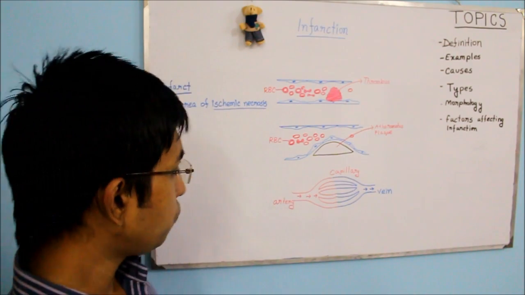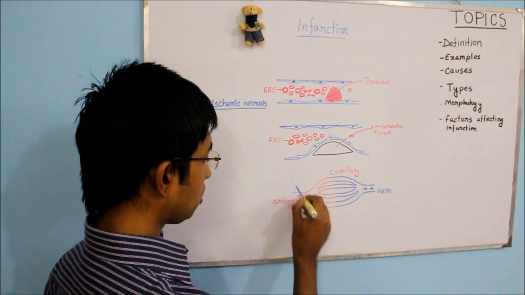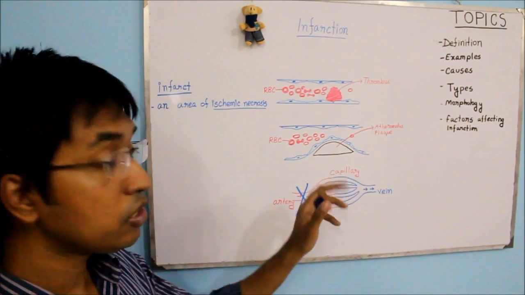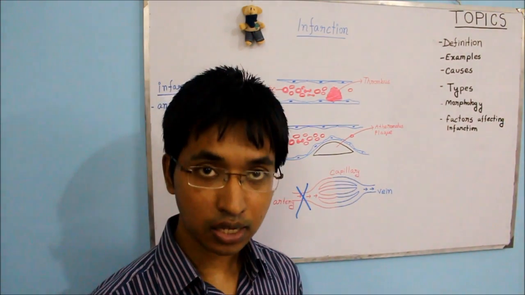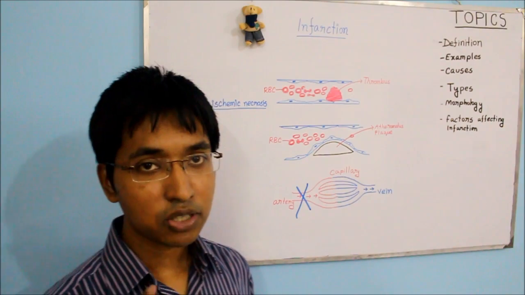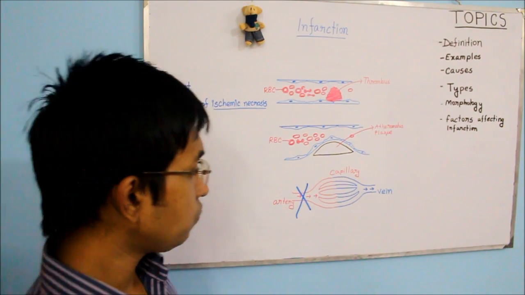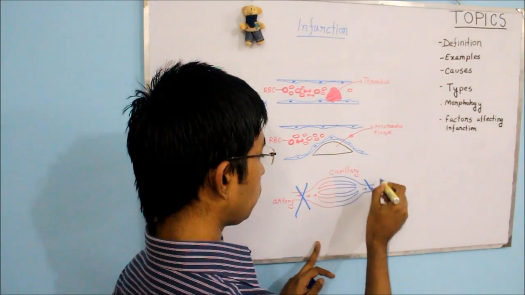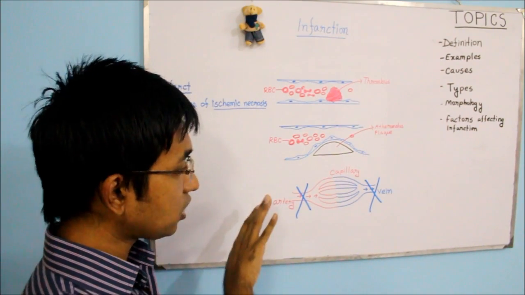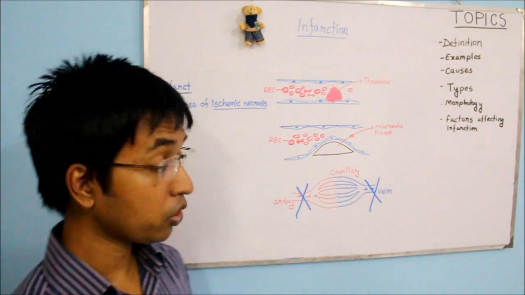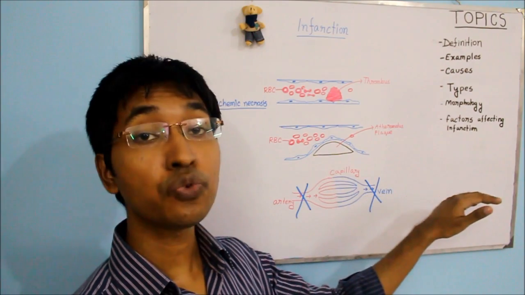So we know that if we block the artery, the tissue won't get sufficient blood and there will be ischemia. But also look, if we block the vein, what will happen? This entire blood flow will get hampered, because from the capillary blood used to flow to the vein.